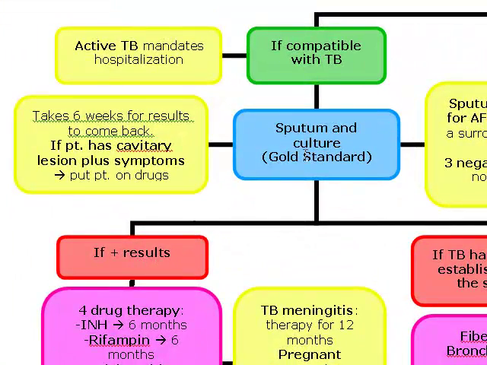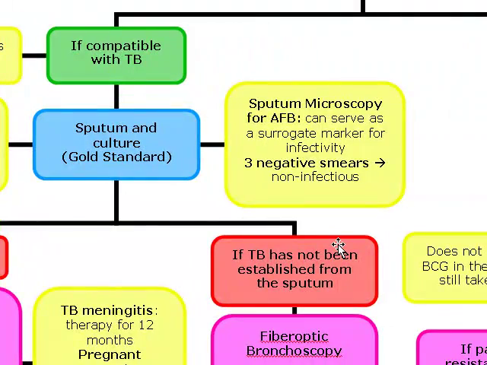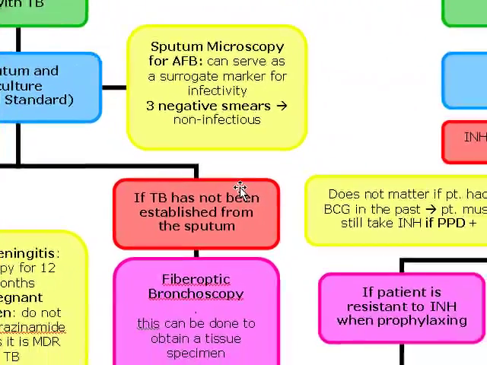If we did the sputum after the chest x-ray, of course, and TB has not been established from the sputum, we're going to do a fiber optic bronchoscopy, and this can actually be done to obtain a tissue specimen. So we did a chest x-ray, we did a sputum and culture, and we still can't see the TB, but we have a high degree of suspicion. We're going to do a fiber optic bronchoscopy. We're going to take a tissue specimen.